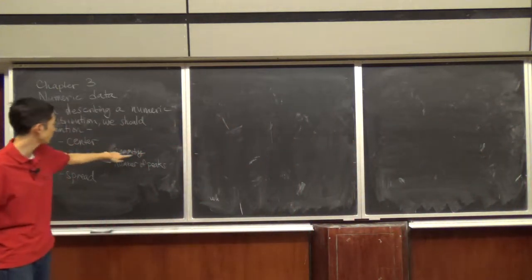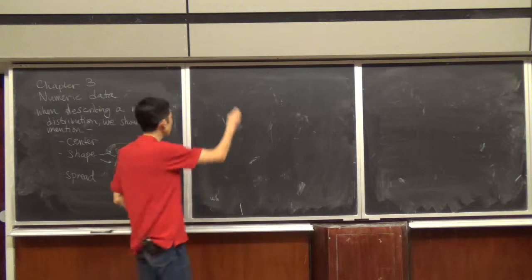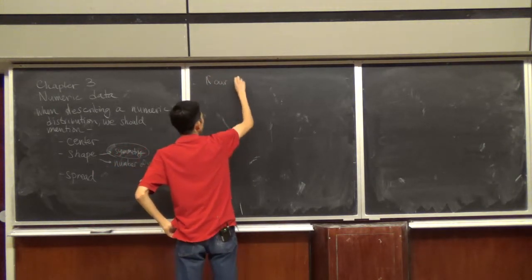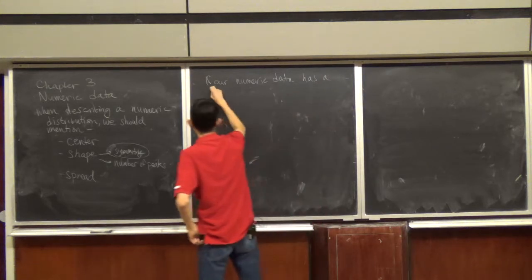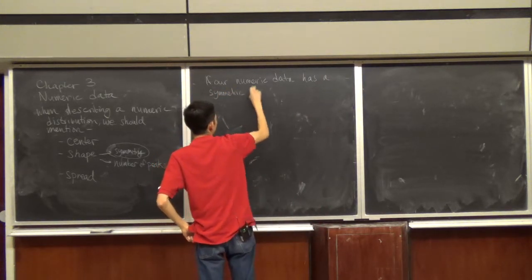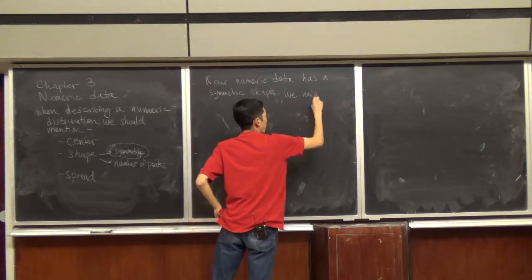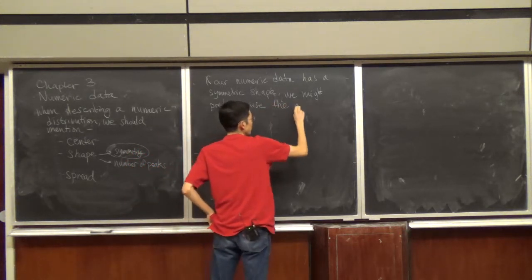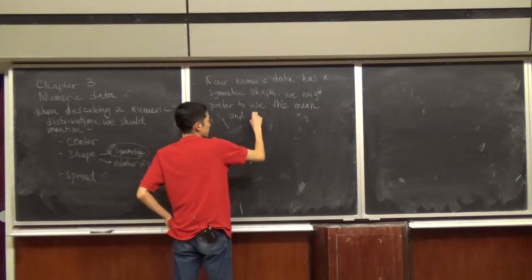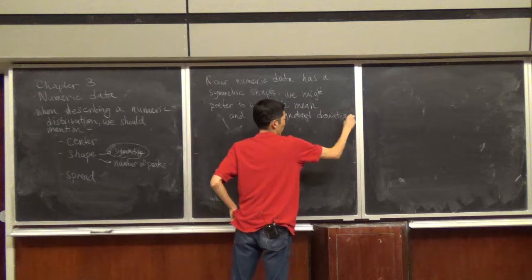Depending on the shape, when we're talking about the symmetry, might give us an idea of what summary numbers we might prefer to use. Okay, so if our numeric data has a symmetric shape, we might prefer to use the mean and the standard deviation. That's our summary numbers.